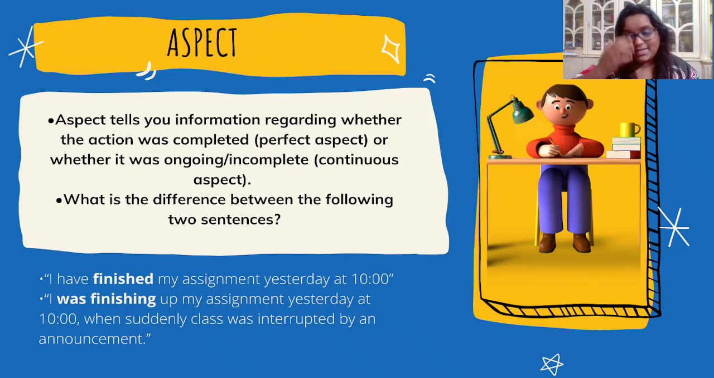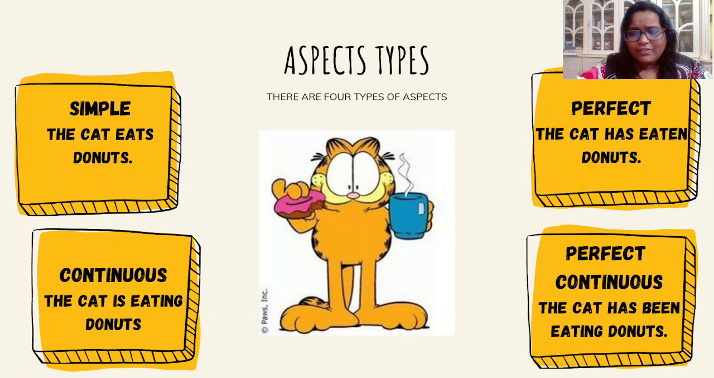In the second sentence, the assignment is not yet finished. I was finishing it, but then it got interrupted. I was finishing, so it was an ongoing activity. So that is aspect. There are 4 different aspects in English grammar, or tense, or verb, sorry: simple, continuous, perfect and perfect continuous.